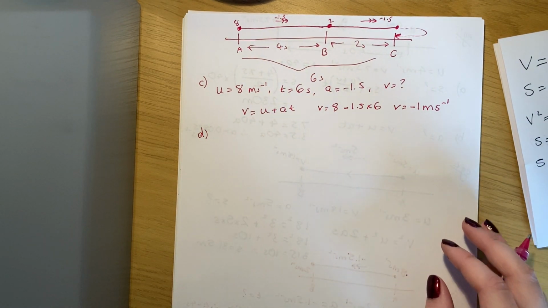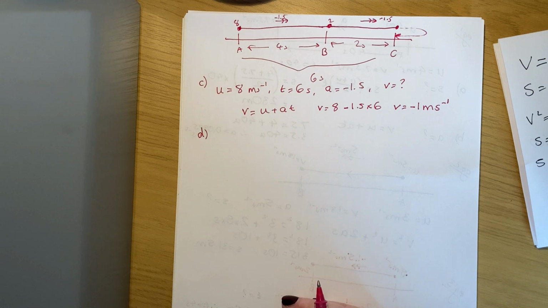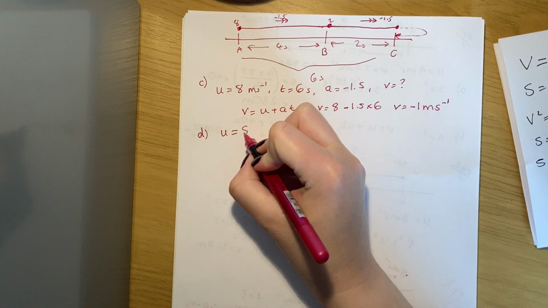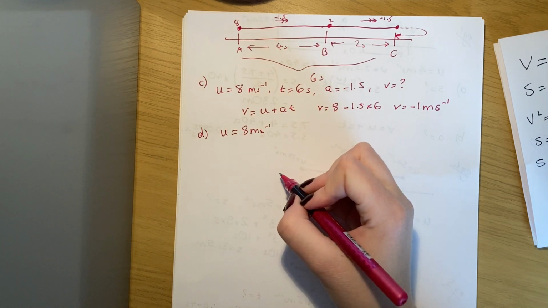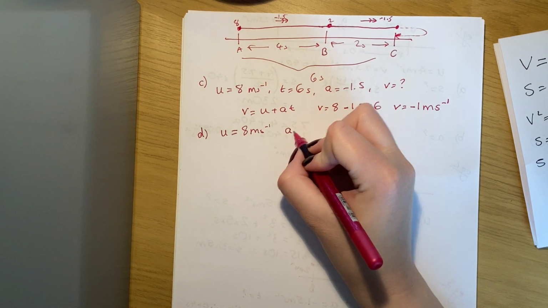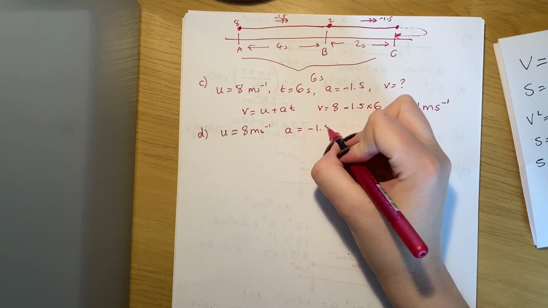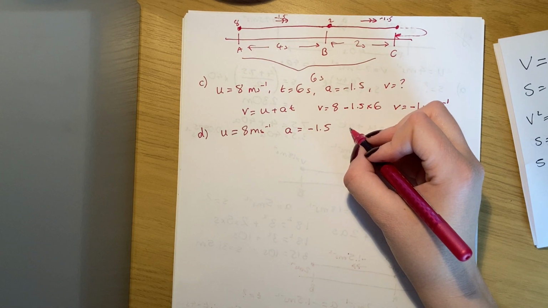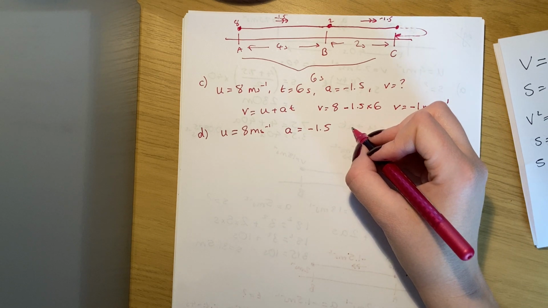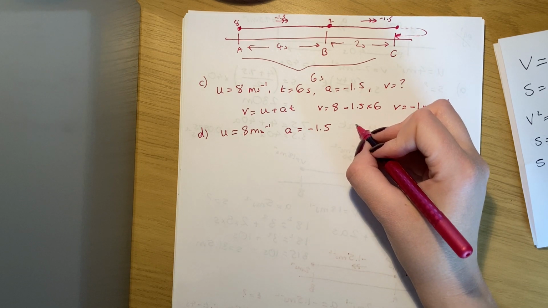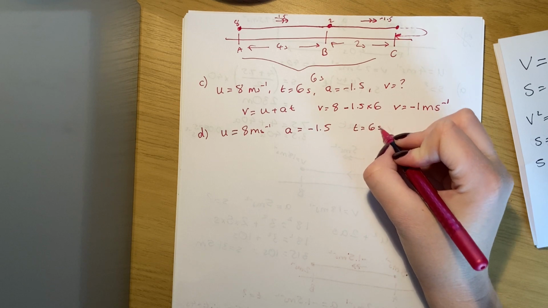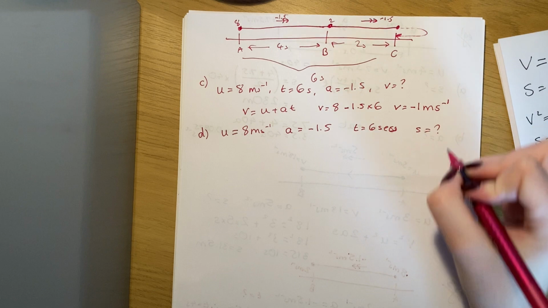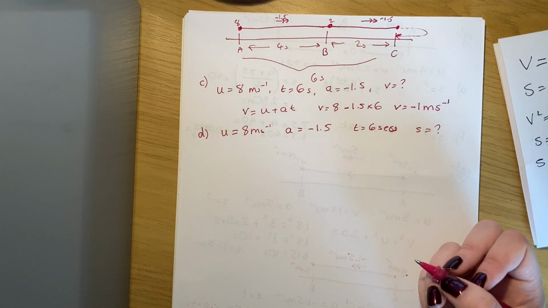D, find the distance A to C. So I'm going to use information that I've already got in my question. So I know that at A, I was travelling at 8 metres per second. I know my acceleration was negative 1.5. I can use the fact that I know that my time was 6 seconds, which is obviously given to us in the question, so that might be useful. And then I need to find the displacement, which is the distance.